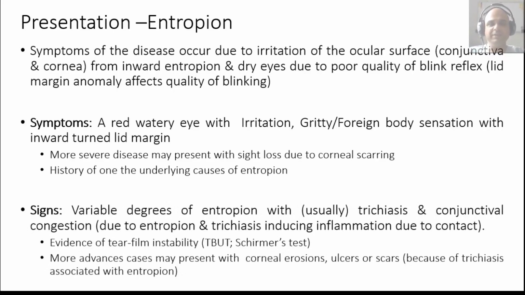Signs would be variable degrees of entropion depending upon the cause of entropion. Together with trichiasis, it is almost always associated with conjunctival congestion, which is because of dry eyes as well as the lashes striking against the conjunctiva. You also have evidence of tear film instability. We have talked about this when we talked about ectropion. And again, more advanced diseases would present with signs which tell you that the cornea is also involved now.